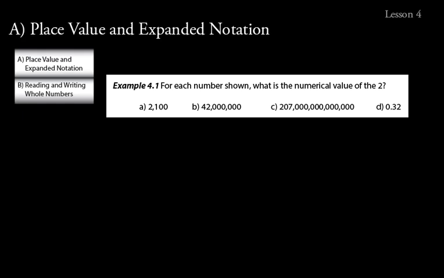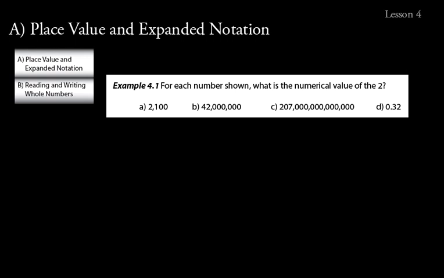Lesson 4 has two parts. The first part is on place value and expanded notation, and make sure you've looked at your new rules and you have an expanded place value chart, and there's some information on how to write numbers between 21 and 99. So in part A here, on place value and expanded notation.